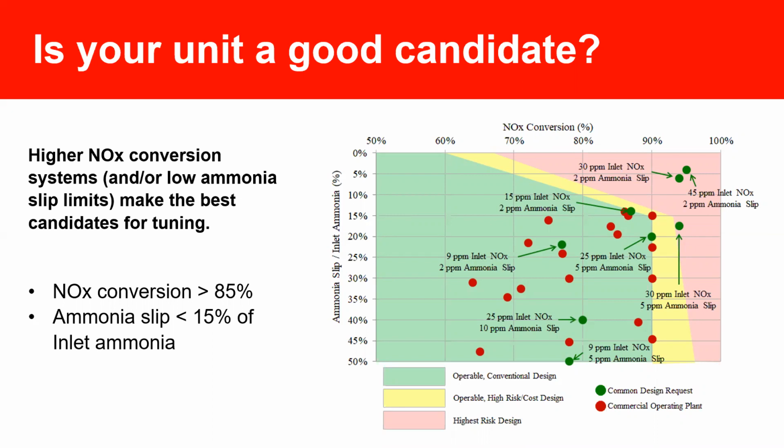And in refinery applications, I've seen some furnaces and crackers recently that range in NOx conversion of 87 to 95% with 10% ratio of ammonia slip over inlet ammonia. And you could see where that would fall in this graph. It would be near where the 4 is on the 45 ppm inlet NOx. So those are all great candidates for ammonia injection grid tuning.